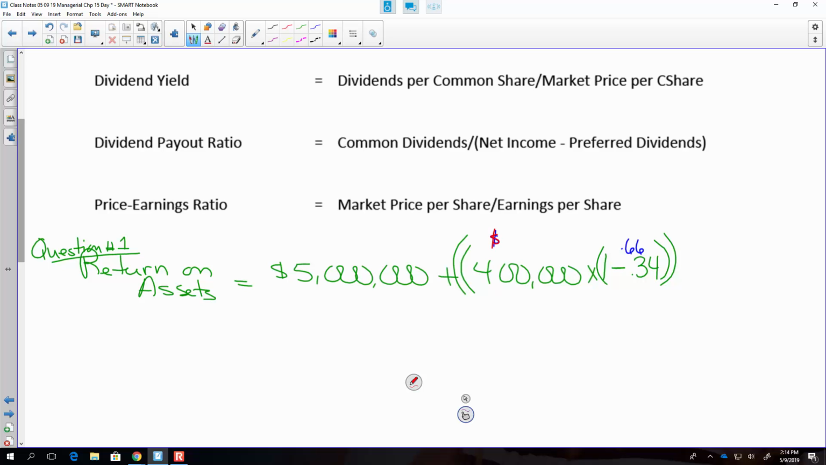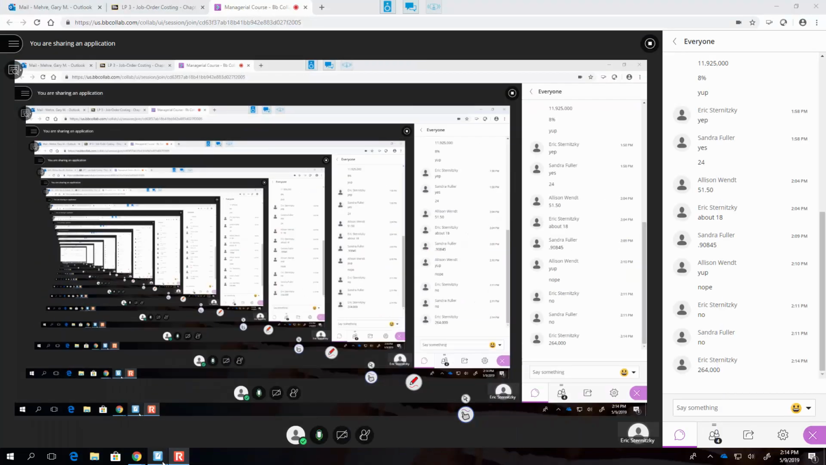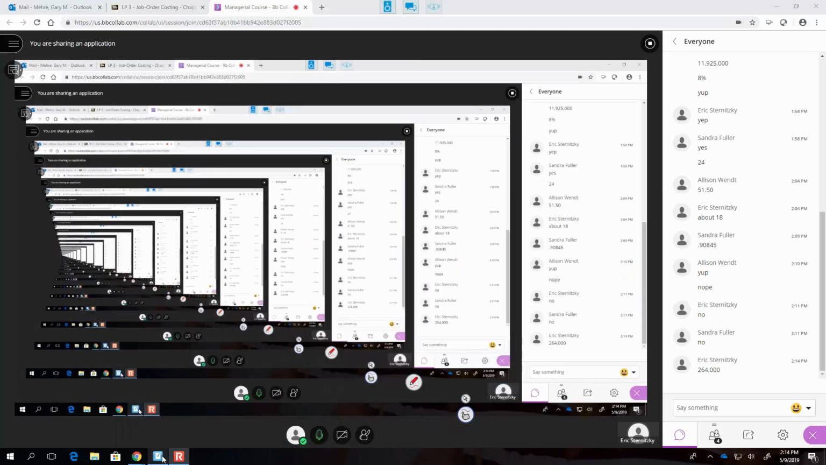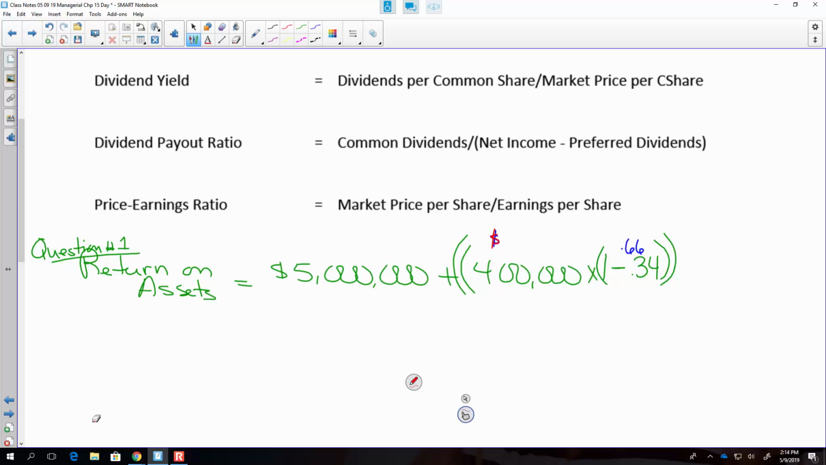Why do they use such a weird tax rate? Why don't they just go with 0.4? 0.34 times 400,000. I got 136. Eric, no, it's 1 minus the tax rate. Oh, wait a minute. Did I do mine wrong? 400,000 times 0.66. You're right. I'm sorry. You're right, Eric. 264,000.